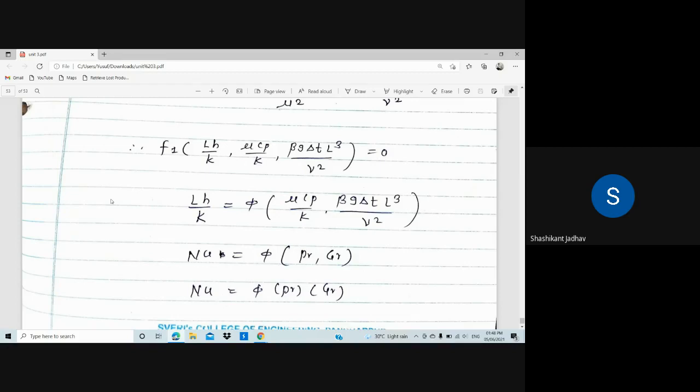Okay, then write down the equation in the form where we take on the left hand side L h by k. So that function will be changed, and on the right hand side a function of mu Cp by k and beta g delta T L cube divided by nu square.